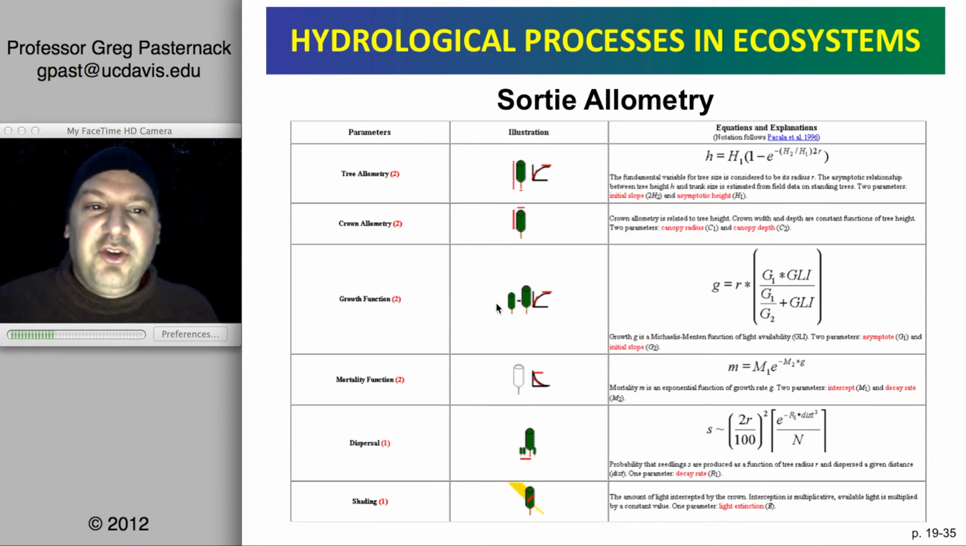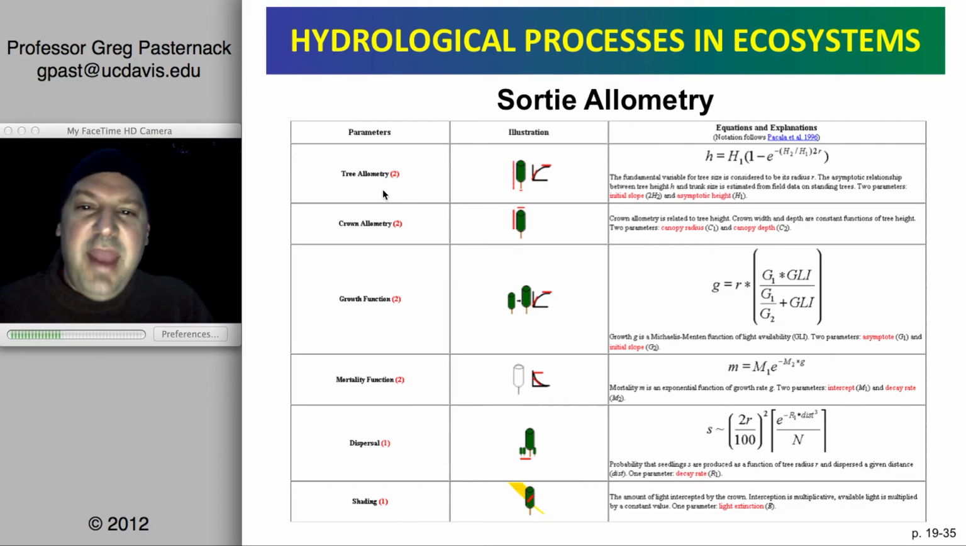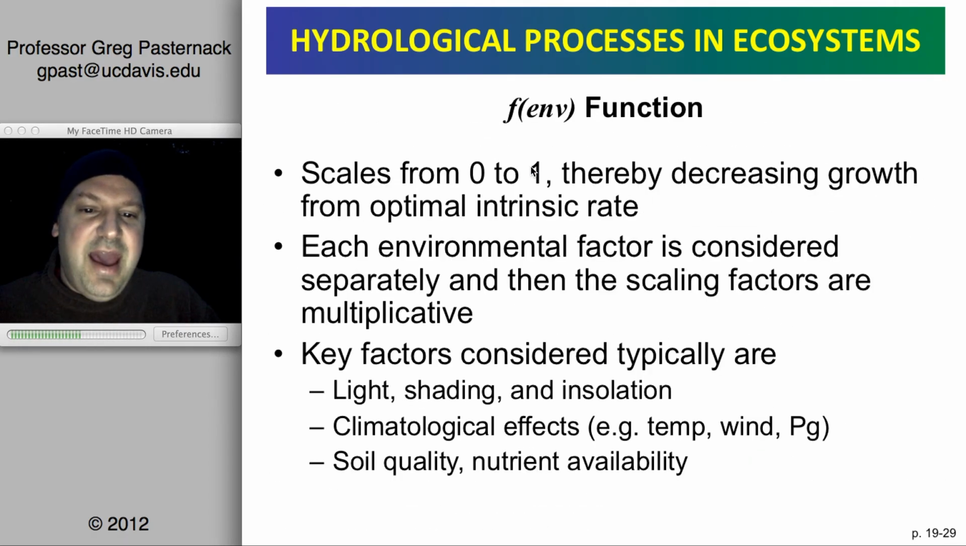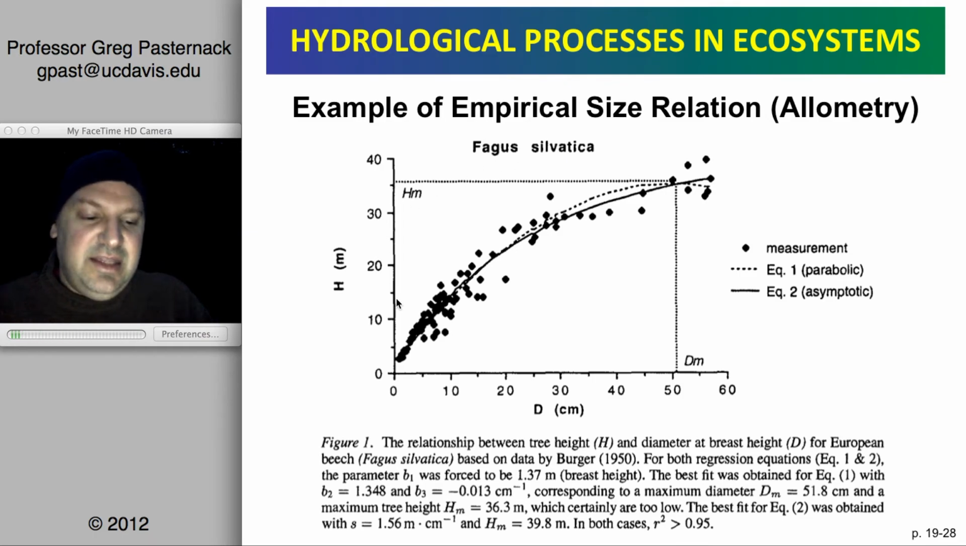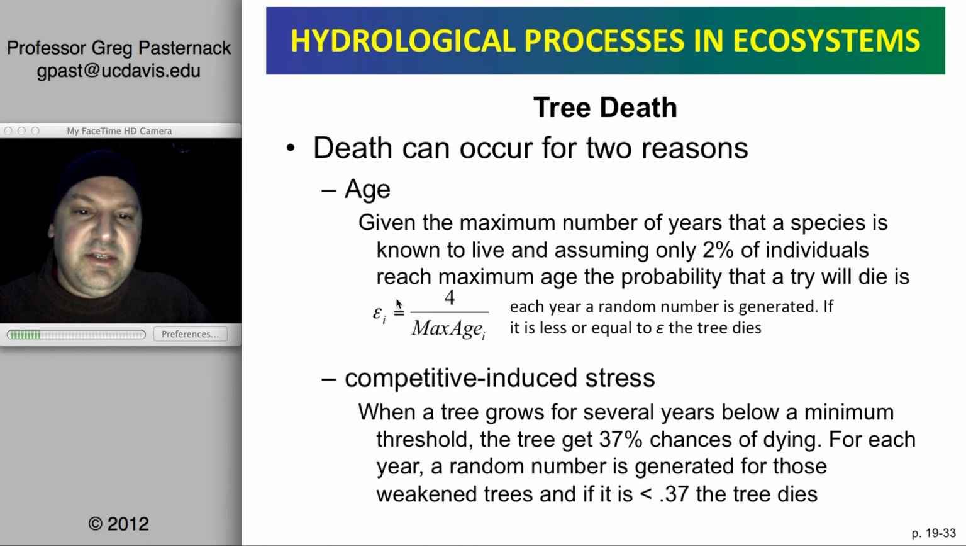Now this is really hard to read. I don't expect you to memorize this. The important thing is to just look at what we have here, like tree allometry. The height and the diameter of the tree are related, and this little thing here just shows a function between D and H. And I already showed you an example of that. All the way back here was that kind of function for a particular species.